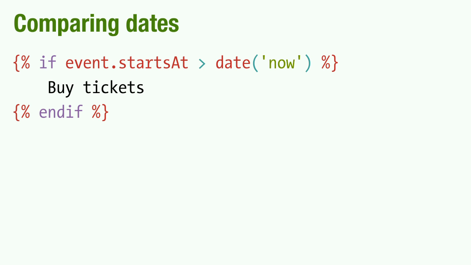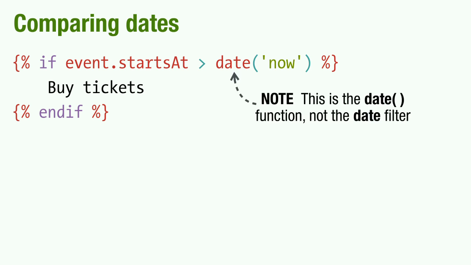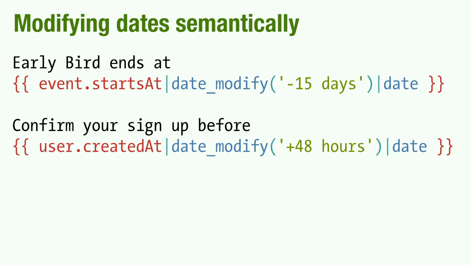If the starts_at date is more than now, that's how you can do that. So you can compare dates, and you can also modify dates. So here I want to say, okay, early birds ends at 15 days before the event actually starts, things like that.